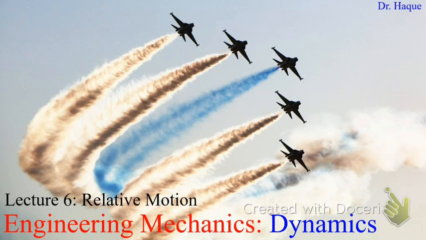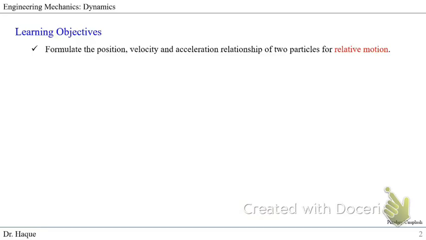Last class we had our dependent motion where we derived the theories, and we saw three options of taking datums and how it changes our sign of velocity and acceleration. So today we're going to study relative motion. As you can see in the image, there's a plane. Each pilot should know the relative motion of the other plane so they don't crash into each other. This is one example of a relative motion application. The learning objective for today is to formulate the position, velocity, and acceleration relationship of two particles for relative motion.